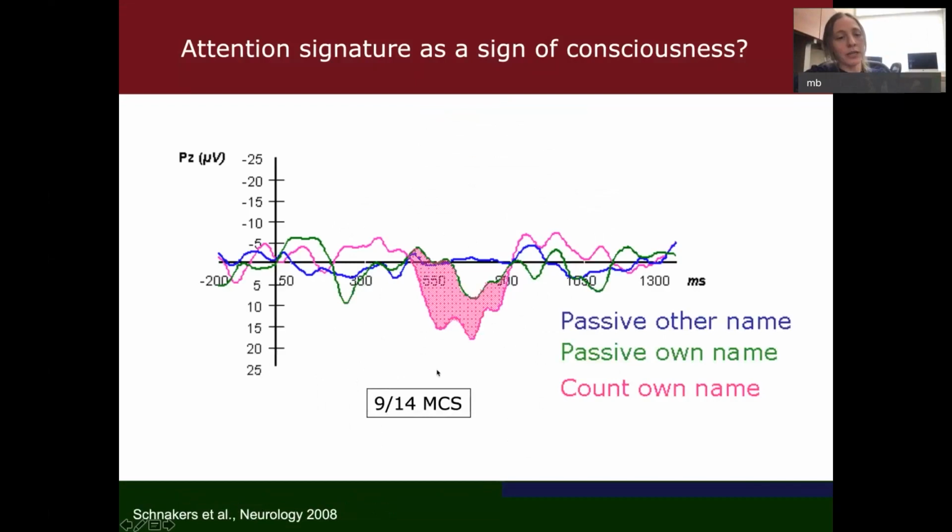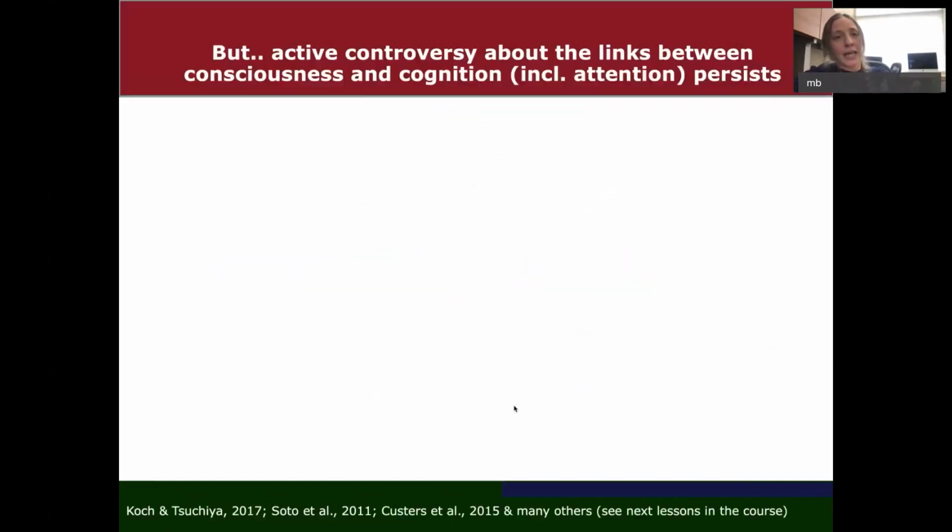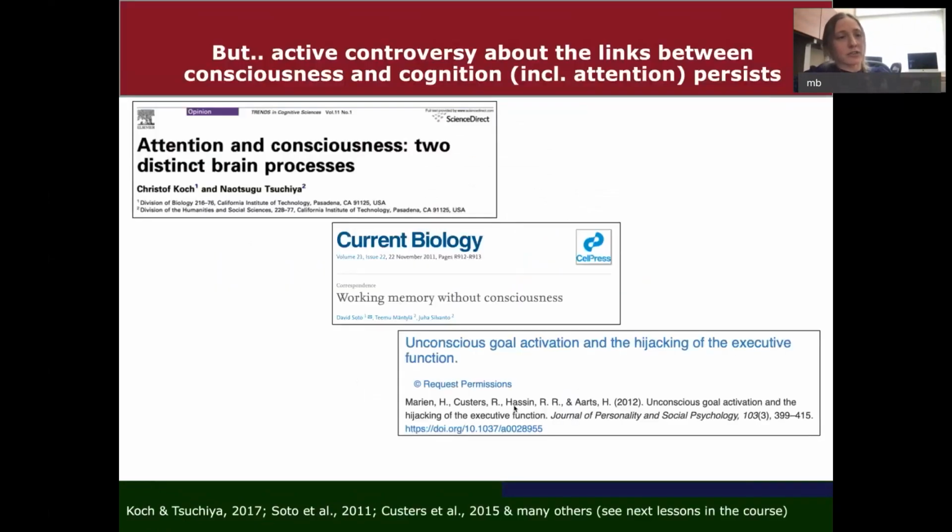So, for example, what Naci had done, which I think is a very elegant study, was to ask the patient to count their own name, and most minimally conscious patients could do that. This is less generally accepted, less widely used as a marker for consciousness. And there is also a controversy about attention; you might have a dissociation between the two, and working memory. There's still some controversy about this in the field.